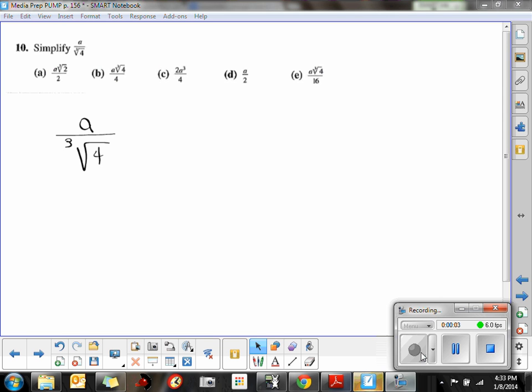The problem says simplify a over the cube root of 4. It's a little difficult to read, so I rewrote it. Simplifying means you can never leave radicals in the denominator. So don't leave radicals in the denominator, so we have to rationalize the denominator.